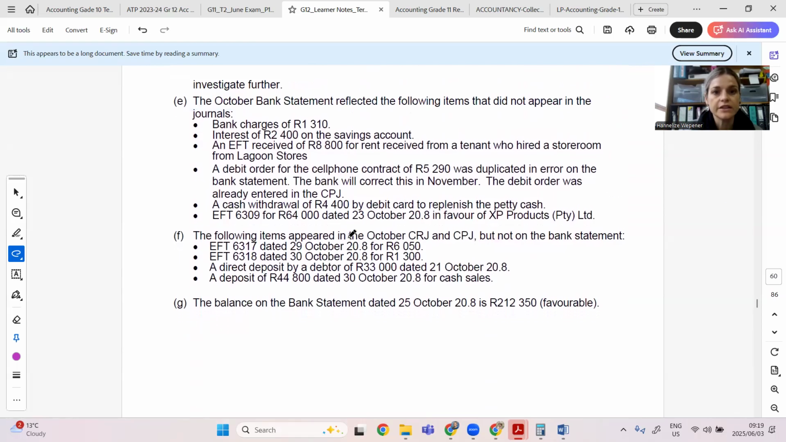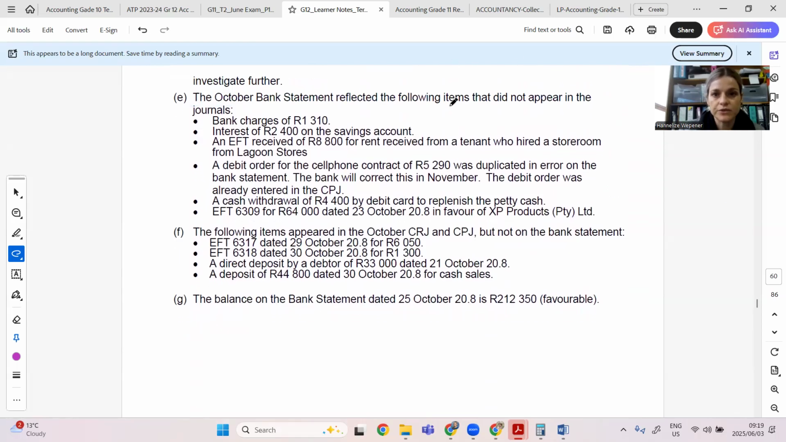Moving on. The October bank statement reflected the following items that did not appear in the journals. So unless they now tell you the bank made a mistake, it means that you must record these transactions because they're on the bank statements. You definitely made these payments.